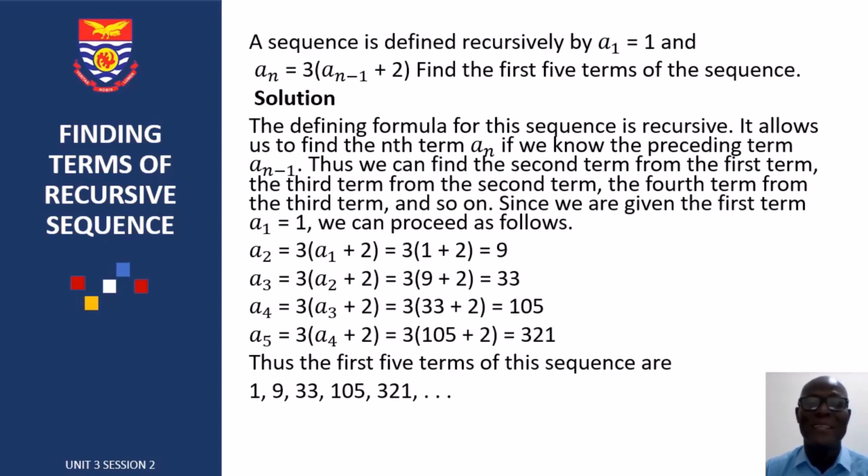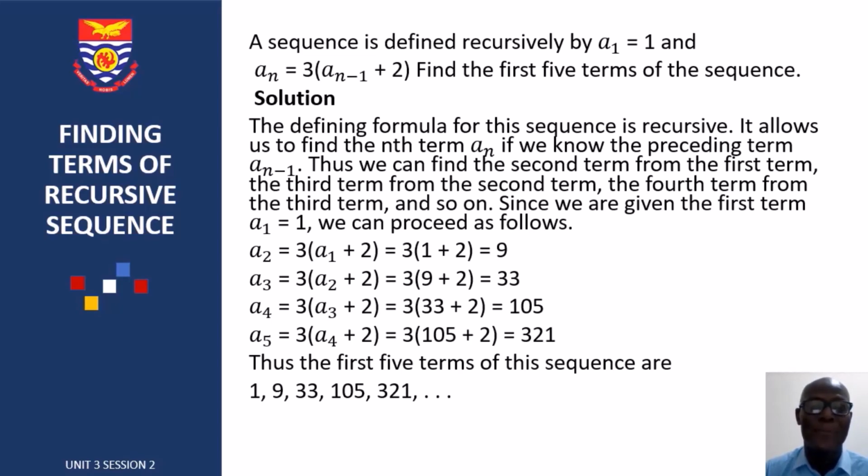Now, to find the second term, in place of n, we put 2. So a subscript 2 is equal to 3 times (a subscript 2 minus 1, which gives a subscript 1, then plus 2). But we know a subscript 1, which is the first term, is given to be 1. So it equals 3 times (1 plus 2). And 1 plus 2 is 3. So 3 times 3 is equal to 9. That is our second term.